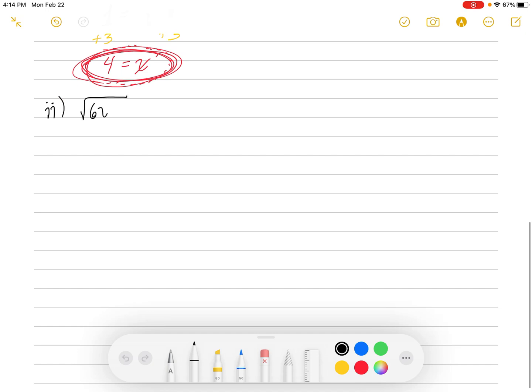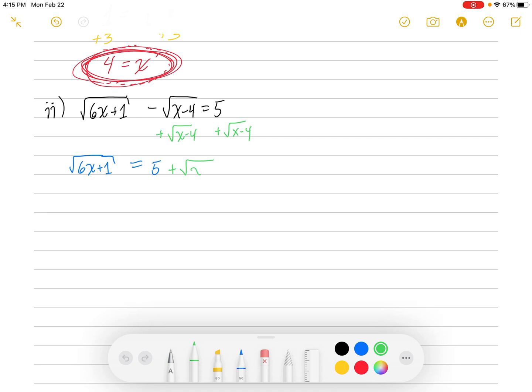So we got the square root of 6x plus 1 minus the square root of x minus 4 equals 5. So I'm going to get one of the radicals by itself. I think it's easiest to get the 6x plus 1 radical by itself. So here I'm going to add square root of x minus 4 to both sides. That'll give me, on the left side, the square root of 6x plus 1 equals 5 plus the square root of x minus 4.